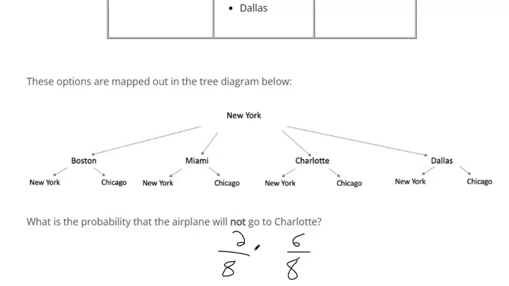And I figured that out because I just took the number that would complete it, that would make it 100%. 6 plus 2 would make 8 out of 8. So this is the probability that we don't go to Charlotte. This is the probability that we do go to Charlotte.